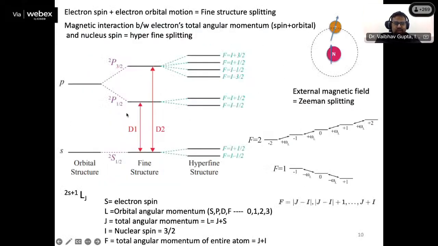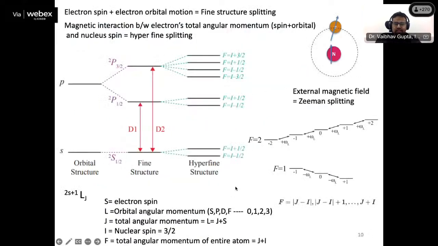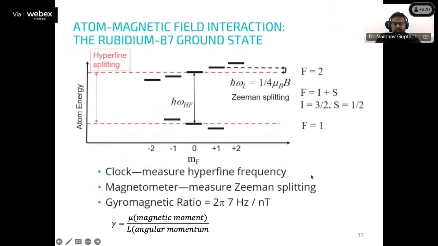Now let's only discuss this ground level of the rubidium atom. You see that the top one is split into five when I apply the external field, and the bottom one into three. And this is what you see here: the bottom is three, and the top is five, right? These two are the hyperfine splitting levels, and they are further split.